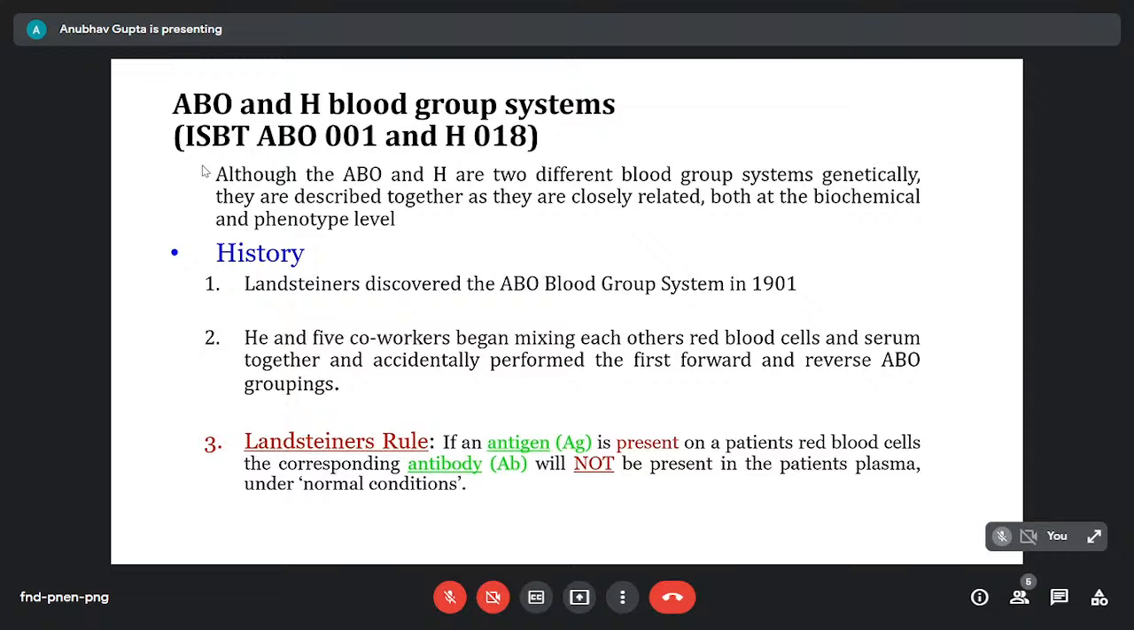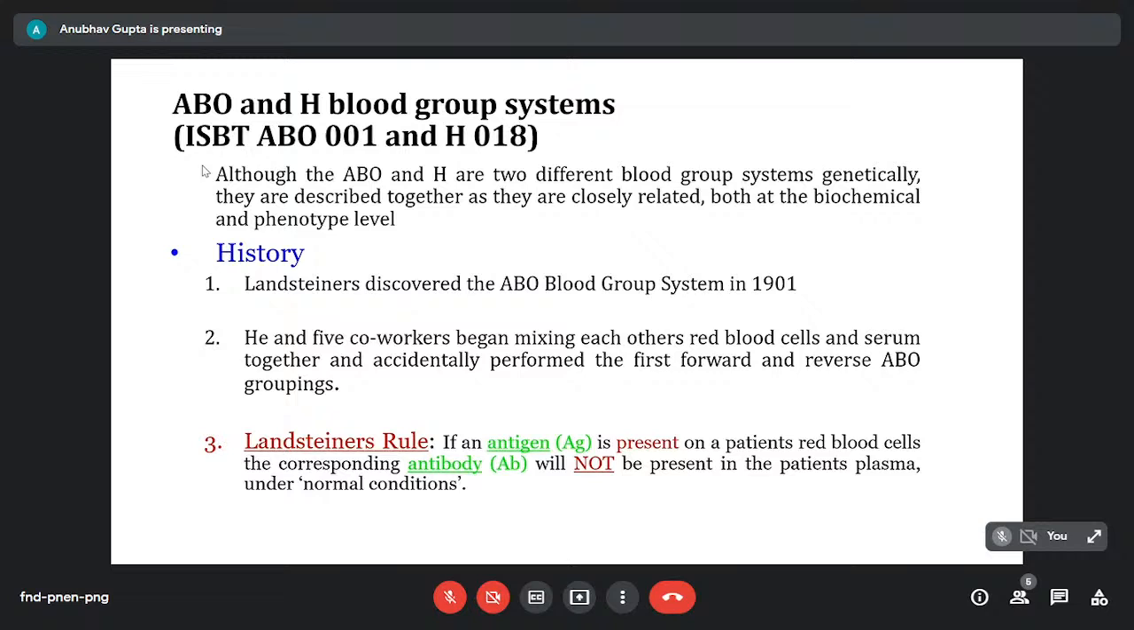Landsteiner discovered the ABO blood group system in 1901. He and his five co-workers began mixing each other's blood cells and serums, and accidentally performed the first forward and reverse blood grouping. So Landsteiner basically discovered the ABO blood group system, and his followers later on discovered the Rh blood group system.